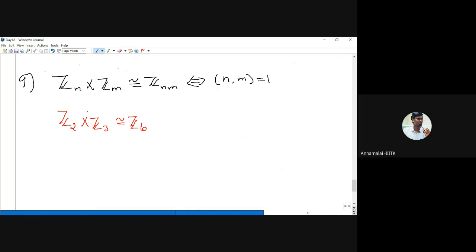Therefore, this is a cyclic group, because to check whether this is a cyclic group or not, it is enough to check Z6, since both are isomorphic. And we know that Z6 is always a cyclic group. I already mentioned that Zn for any n is cyclic. Therefore Z2 cross Z3 is a cyclic group, and we know how to find the order of everything. So this is a very important point.